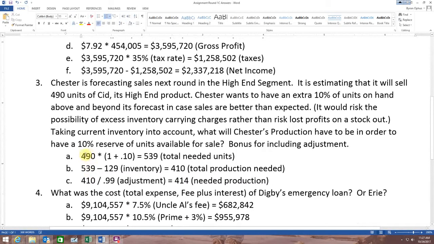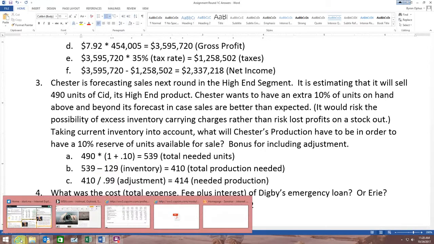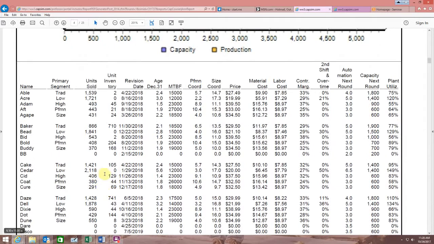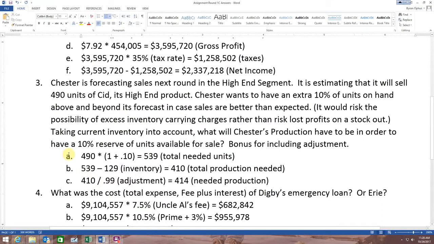So 490 is what I want, right? But I want 10% more than that, so I take my 490 times 1 plus 10%. So 490 times 1.1 is equal to 539. That's the total units that I need to have. Okay, but I have inventory on hand of 129 units, 129,000, right? So I subtract that from my 539, and I need to produce 410 units. Boom. As simple as that to get the question correct.